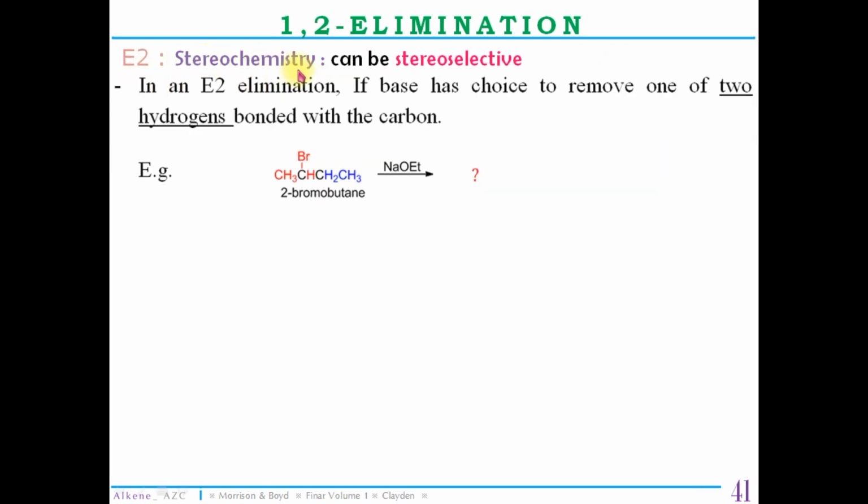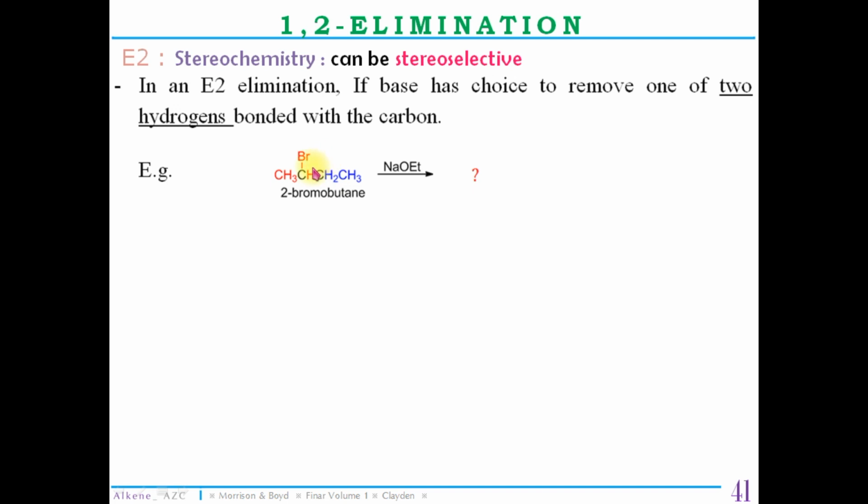E2 stereochemistry can be stereoselective. For this, we have to see an E2 elimination reaction where the base has a choice to remove one of two hydrogens bonded with the carbon. We have an example of 2-bromobutane which is reacted with ethoxide base. Here we have two beta carbons.